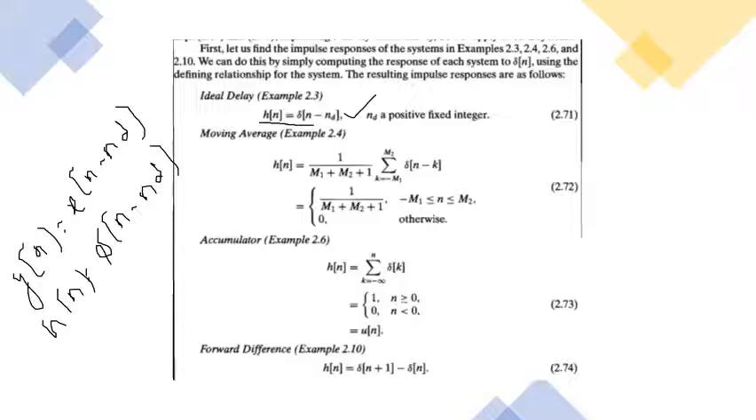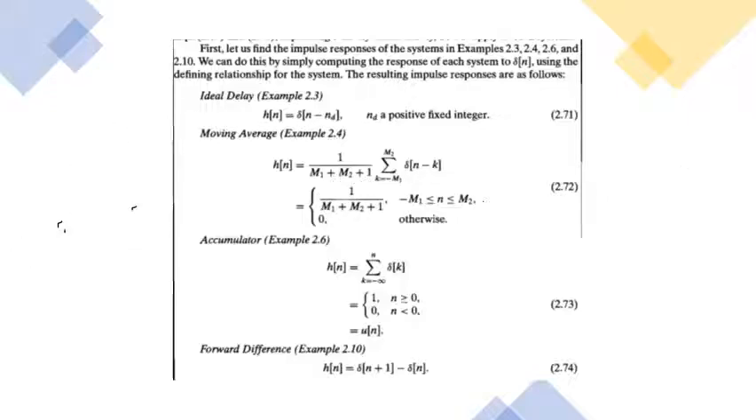Secondly, we have seen the moving average system. In the moving average system, we replace the input with the delta function, and we know that this delta function will be 1 in this interval between minus M1 and M2. Why will this be 1? Because the delta impulses are shifting. So we can write this from minus M1 to M2. The function is only this, and other than this it is 0.